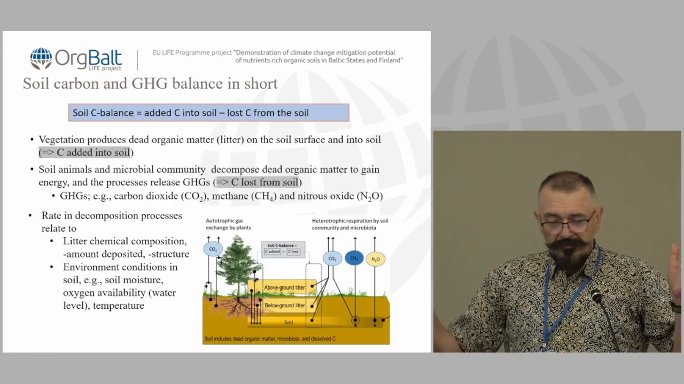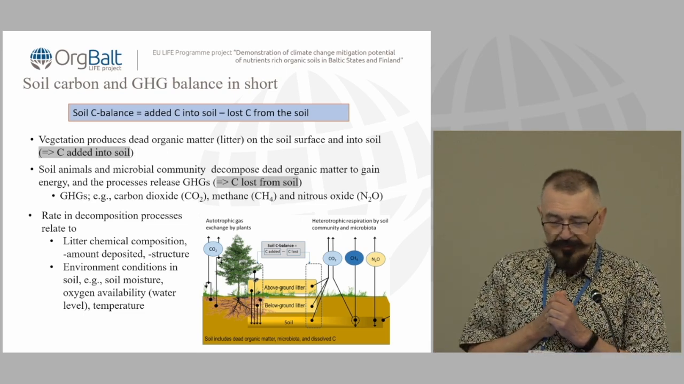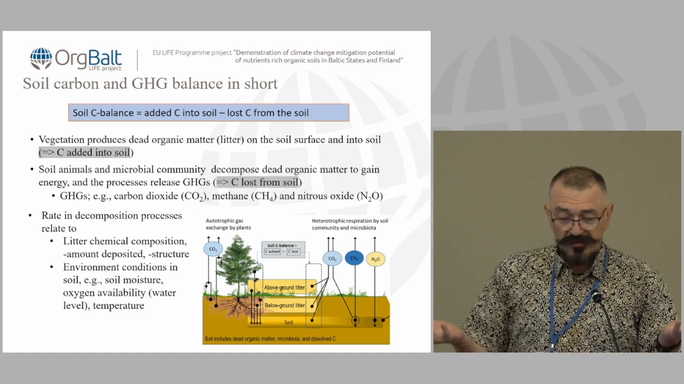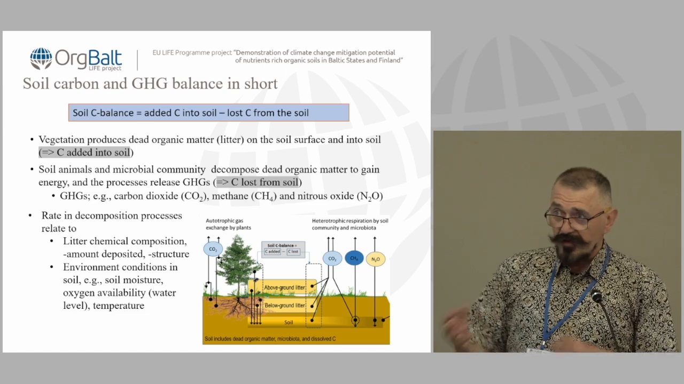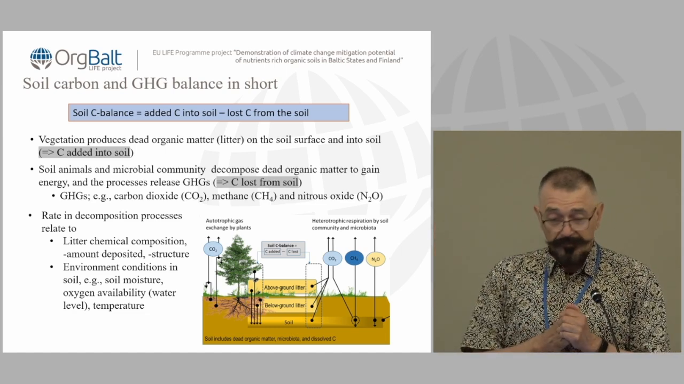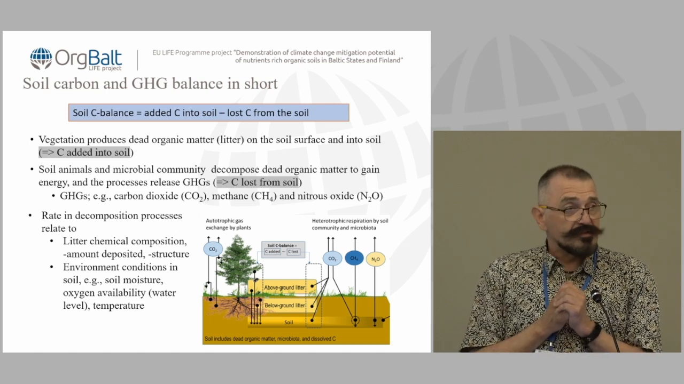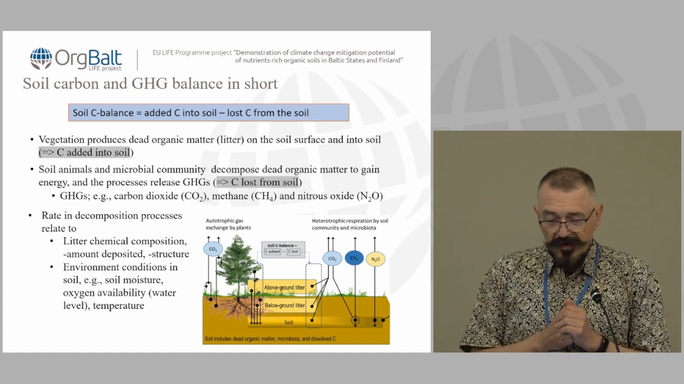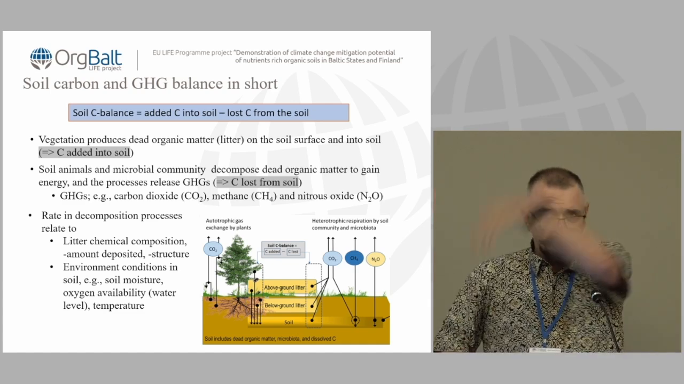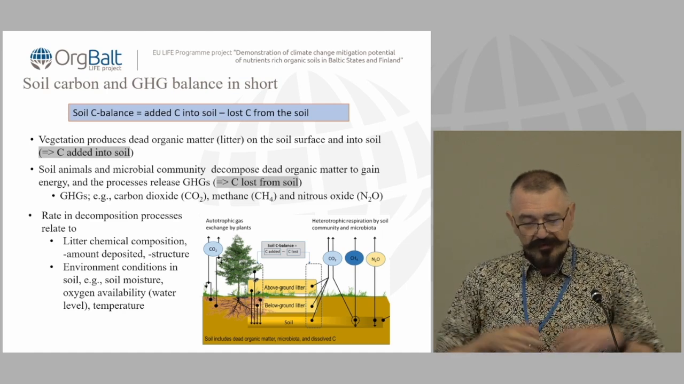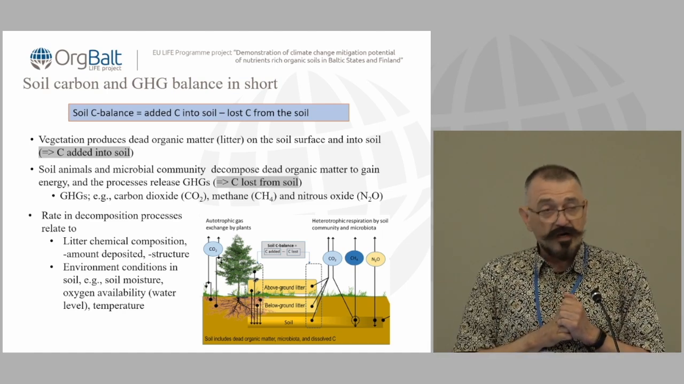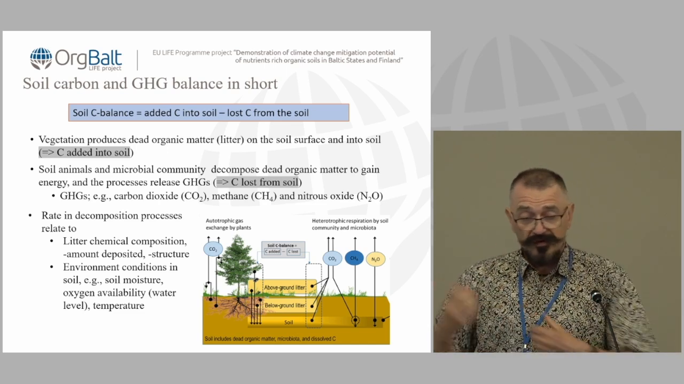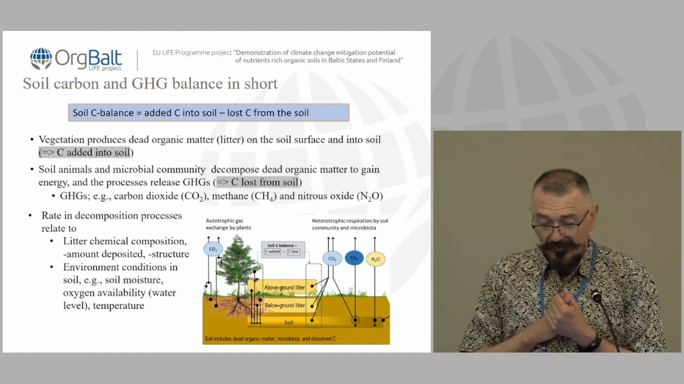When we wanted to learn about soil carbon balance and greenhouse balance, the equation is very simple. Soil carbon balance is how much carbon you add into the soil, and how much carbon you lose from the soil within a certain time period. It's quite simple where the carbon comes into the soil. It's primarily vegetation, which produces dead organic matter, litter, tree leaves, branches, grasses on the soil surface. But a lot of carbon is going below the ground surface as well. Roots are growing, roots are dying and forming litter as well. And that's something we often forget.